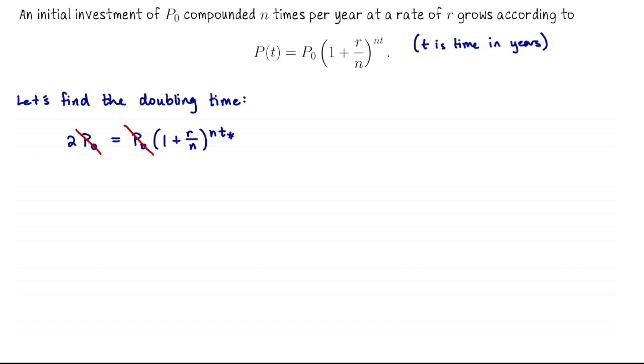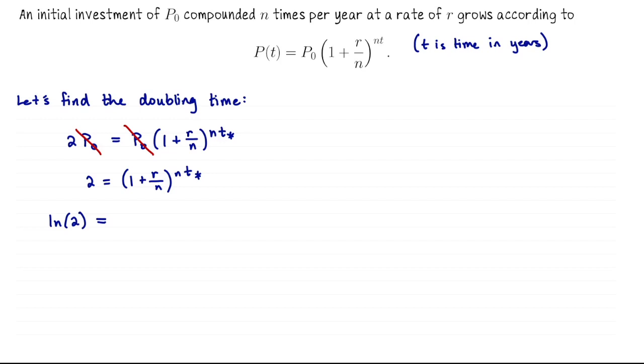Okay, let me just rewrite this now. So we have 2 equals the whole expression in parentheses, 1 plus r over n, all raised to the n times the doubling time. We're solving for that doubling time, so we need to solve for something that's inside of an exponent currently. In order to do that, we take the natural log of both sides so that we can take that exponent and bring it down in front. So we'll have natural log of 2. That's an expression we've seen before.